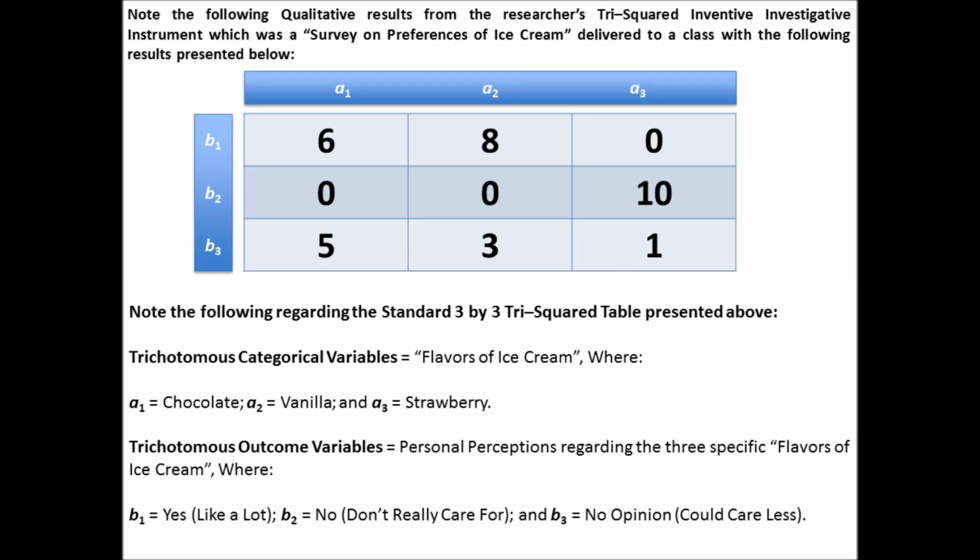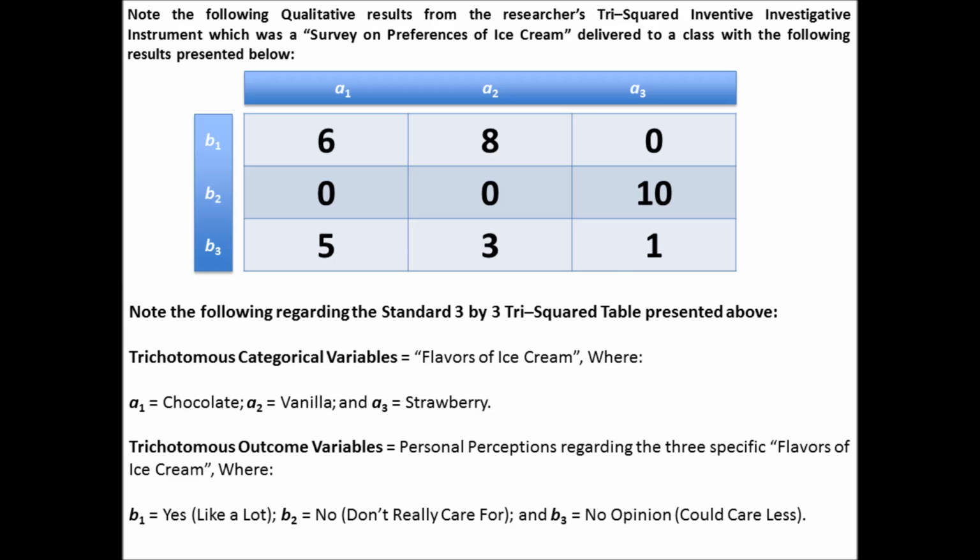So when we begin to acquire data, and let's say we use a small sample out of a class using contingency sampling, we acquire that data, and across this, so this is the standard 3x3 tri-squared table. You may see that in some respects it resembles chi-squared. So what we would have is columns and rows. Down the columns are our categorical variables. All right? So we have chocolate would be our A1, vanilla would be our A2, and strawberry would be our A3. Our B's are outcome variables going across the rows.